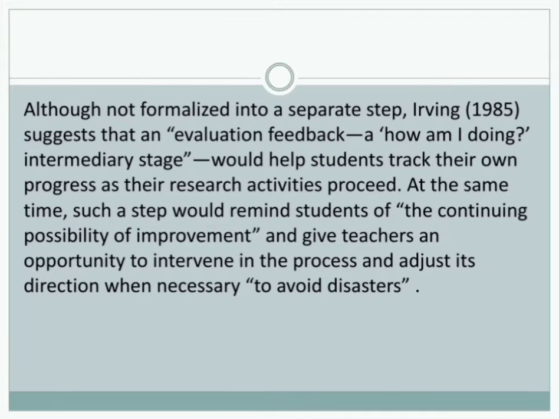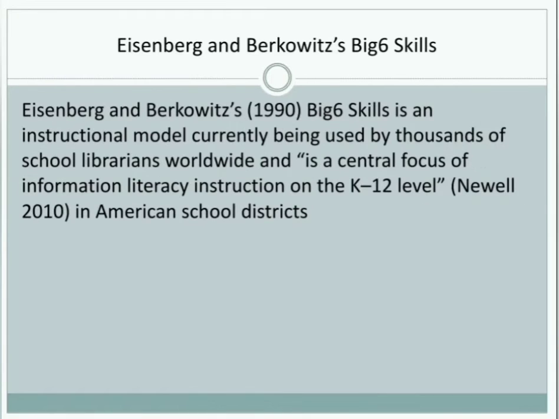Although not formalized as a separate step, Irving 1985 suggested an evaluation feedback, "How am I doing?" intermediary stage that would help students track their own progress as the research activities proceed. At the same time, such a step would remind students of the continuing possibility of improving and give teachers an opportunity to intervene in the process and adjust its direction when necessary to avoid disaster. Eisenberg and Berkowitz Big Six Skills.